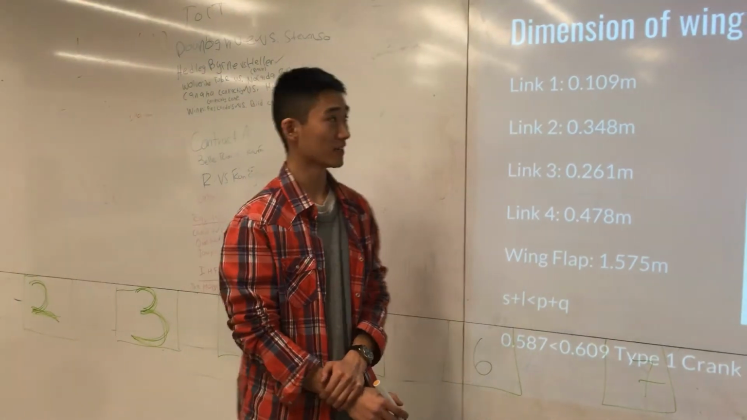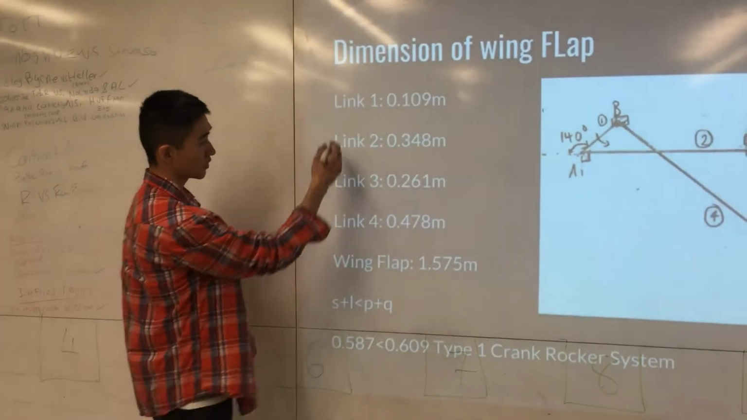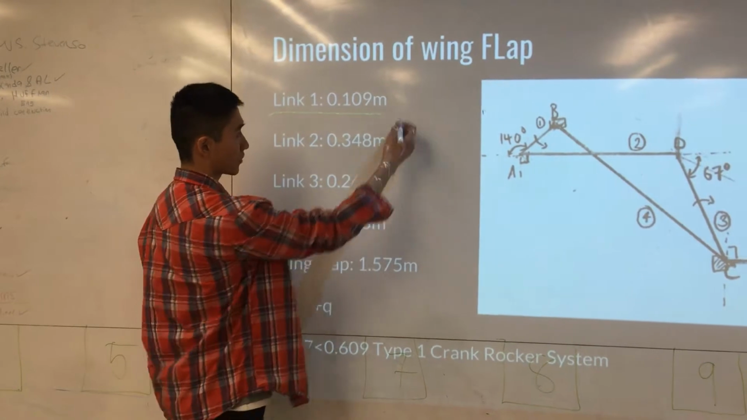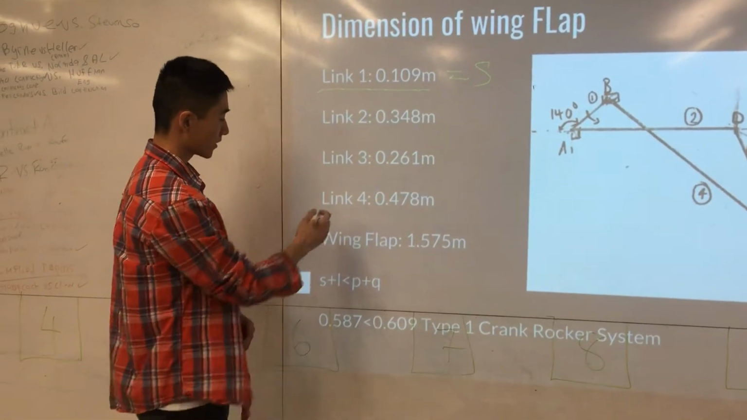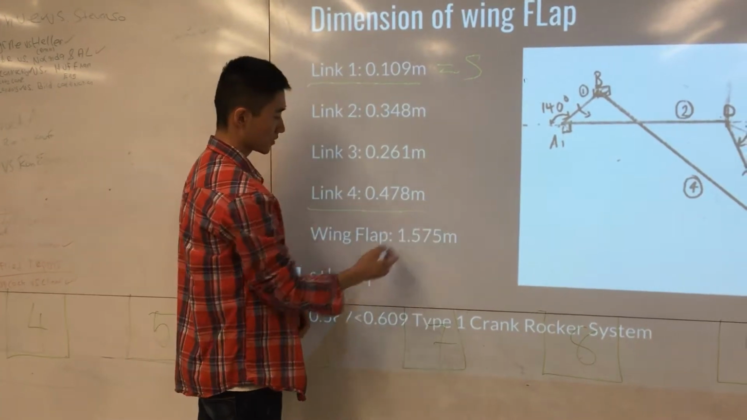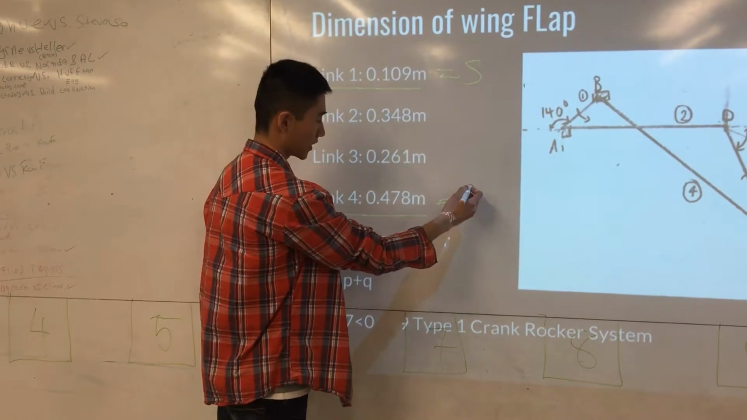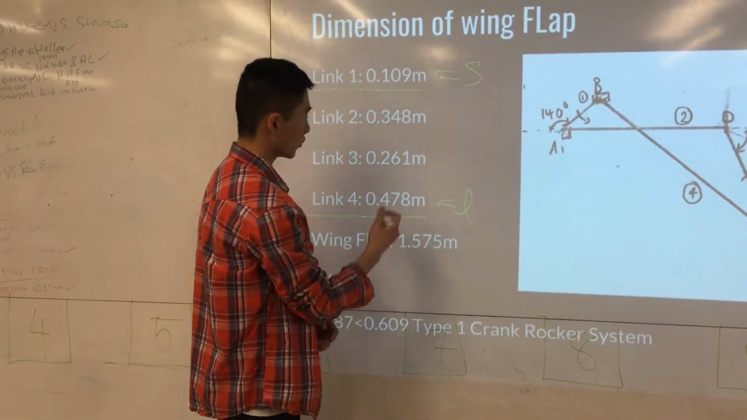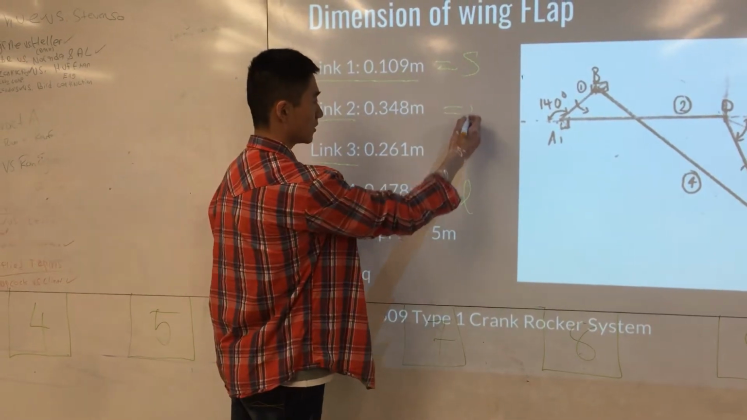So taking a look at the Grashof 4-bar linkage system, we can first see that link 1 is indeed the shortest, so we can label that as the S link of our system. And taking a look at link 4, this is, compared to the rest, the largest and the longest, so we can label that as the L, which leaves link 2 and link 3 becoming P and Q.